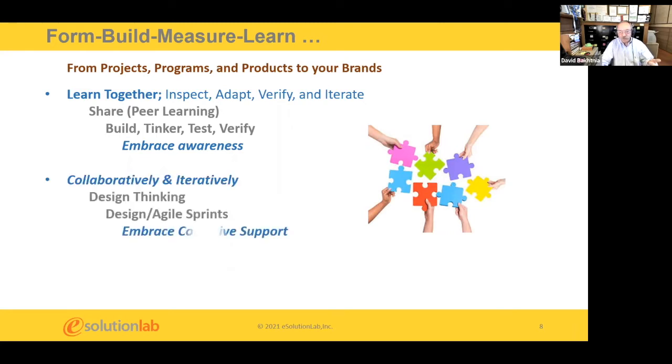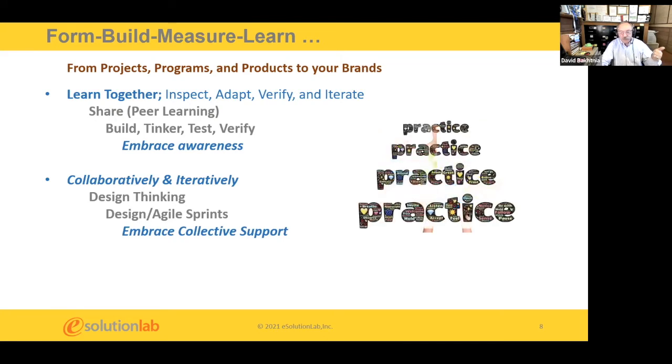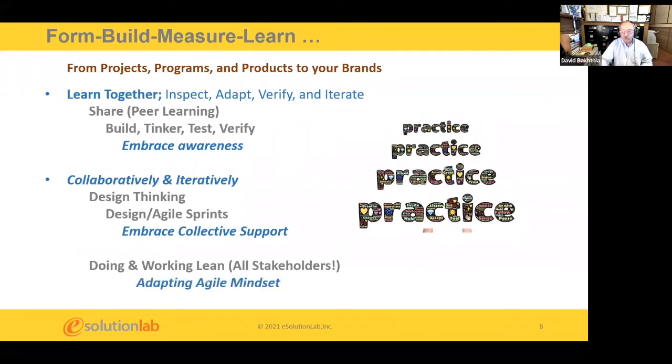collaboratively, iteratively. Any tools that we can utilize, from design thinking to sprint thinking to any way that we can embrace collective support of team members, of project and program members. And that is what I'm talking about, this mindset. And it's not easy to get it.